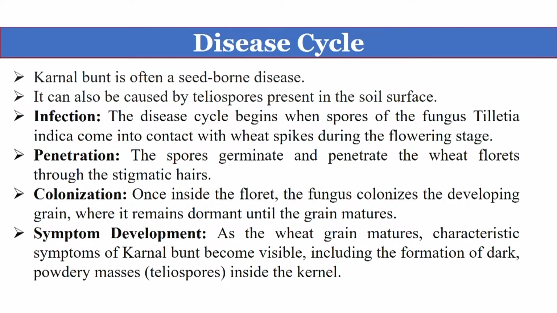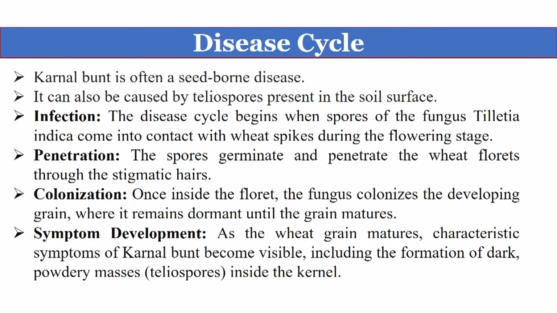So the market value is also diminished by this kind of infection. From the disease cycle point of view, kernel bunt is often a seed borne disease, and it can also be caused by teliospores present on the soil surface. The infection begins when spores of the fungus Tilletia indica come into contact with the wheat spikes during the flowering stage. The spores germinate and penetrate the wheat florets through the stigmatic hairs, and once inside the floret is damaged, the fungus colonizes the developing grain, where it remains dormant until the grain matures. After that the symptoms develop as the wheat grain matures.